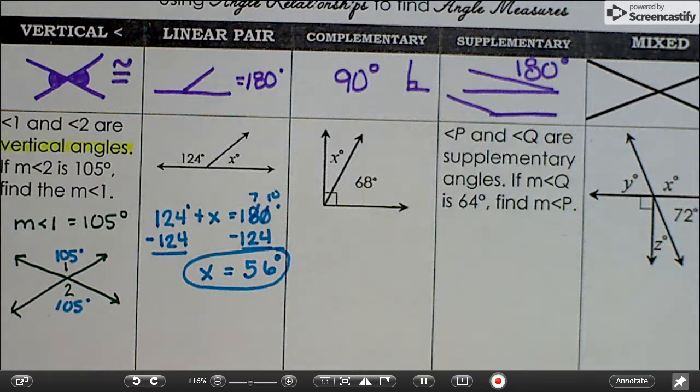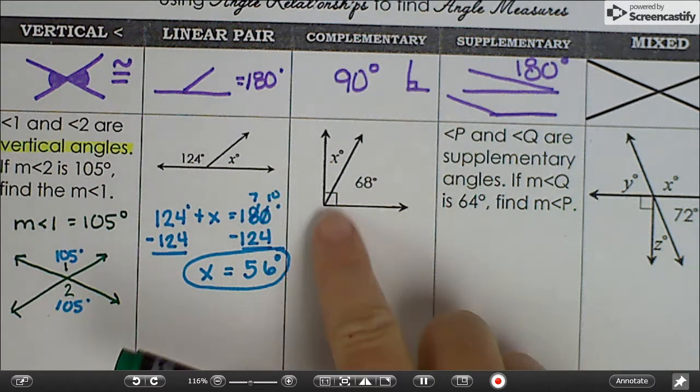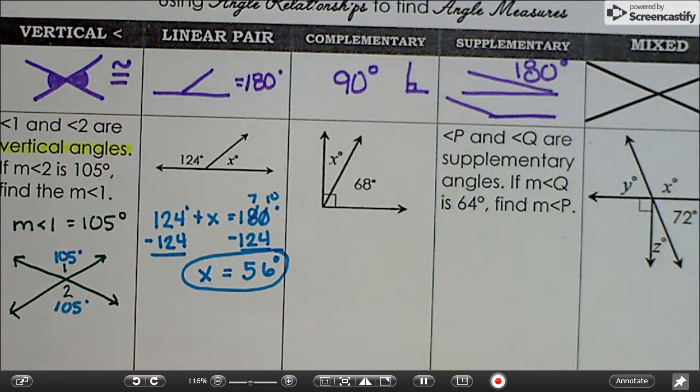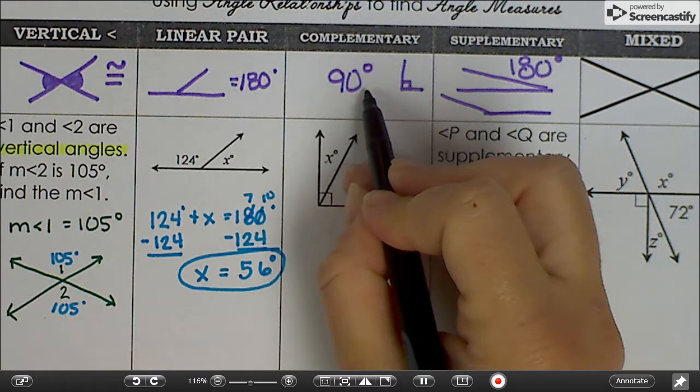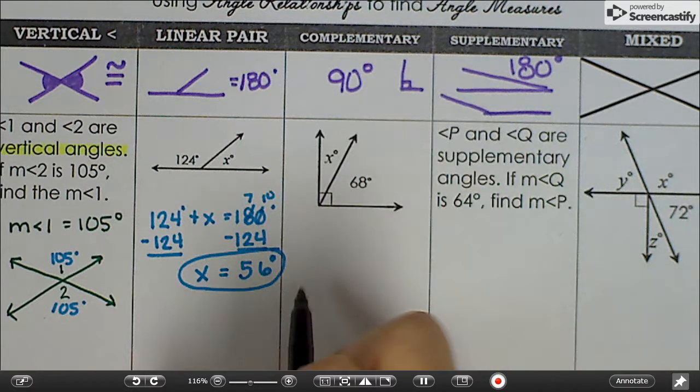Similarly, you're going to do the next one, which doesn't say the word complementary, but because there's a 90-degree mark in the corner, we know it has to be complementary. So these two angles, complementary means they add up to 90.